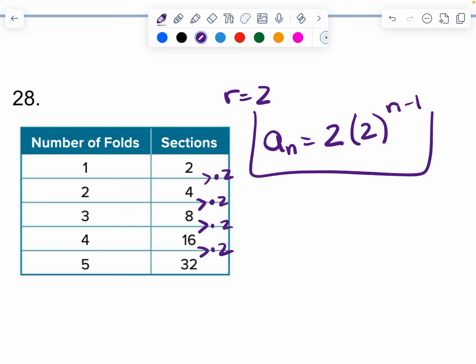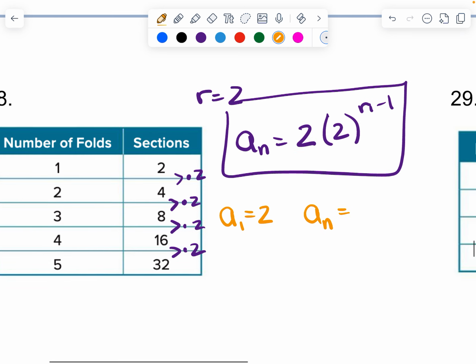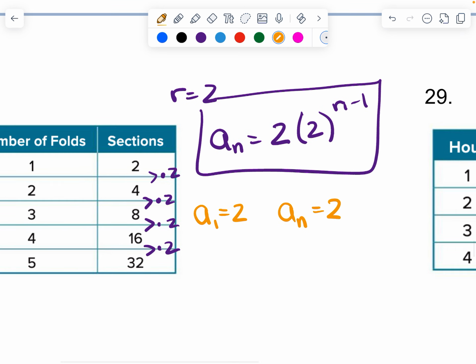So this right here is my explicit formula. My recursive formula has to be a sub 1 equals 2, where a sub n is equal to 2 times the previous term, and you have to start at the second term.